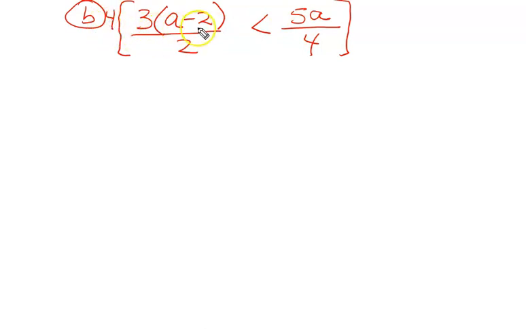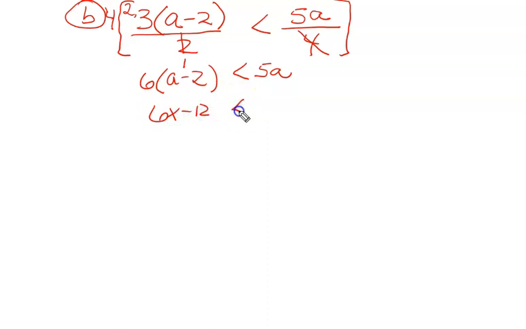So dividing or doing this multiplication, 2 goes into 2 once. 2 goes into 4 twice. I'm going to leave the 4 there. And I just have to multiply this by 2. Here, 4 goes into 4 once, and there's no change. So this is then going to be 6 times a minus 2 is less than 5a. So 6a minus 12 is less than 5a.